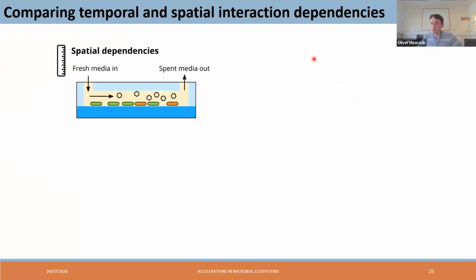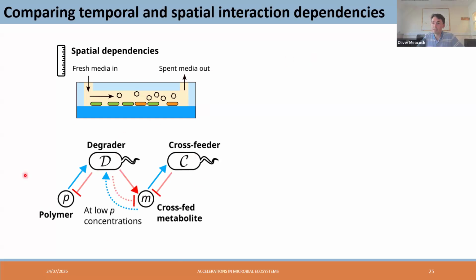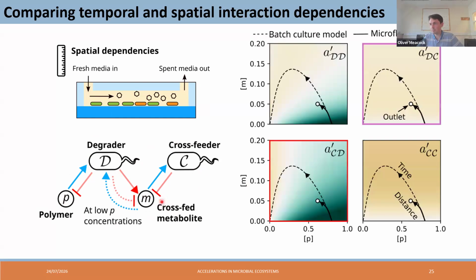Now, as a final point, which I won't dwell on for too long, we can, as I say, also bring spatial dependencies into this framework. So let's look at this microfluidic device again. And we're also going to consider a slightly more complex community where we've got two populations and we've got multiple different interaction mechanisms occurring again, as before.